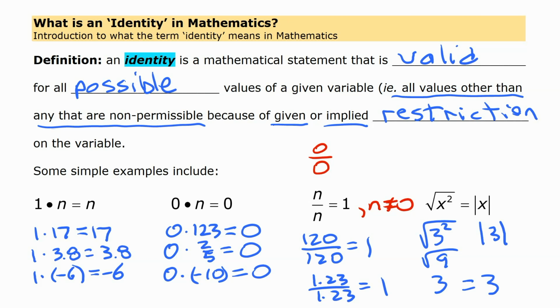Now you might be thinking, are there any restrictions on this? You might think 0 or negative numbers. We could put a 0 in here and you'd find that it's going to work. 0 squared is 0, so square root of 0 is 0, and absolute value of 0 is 0. Works for 0.